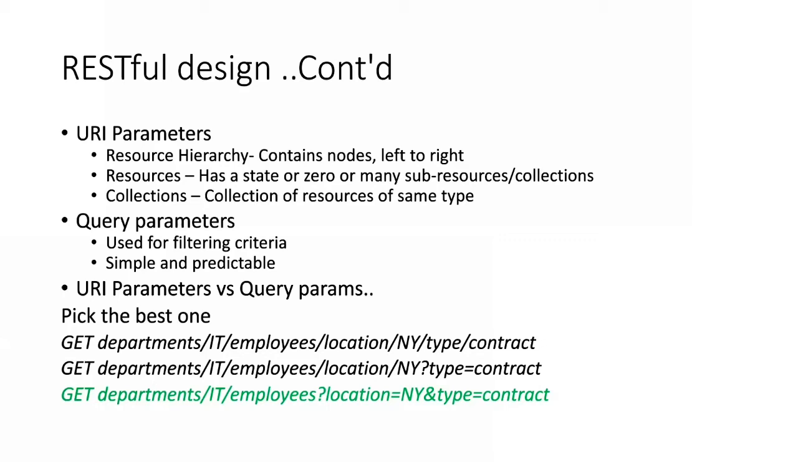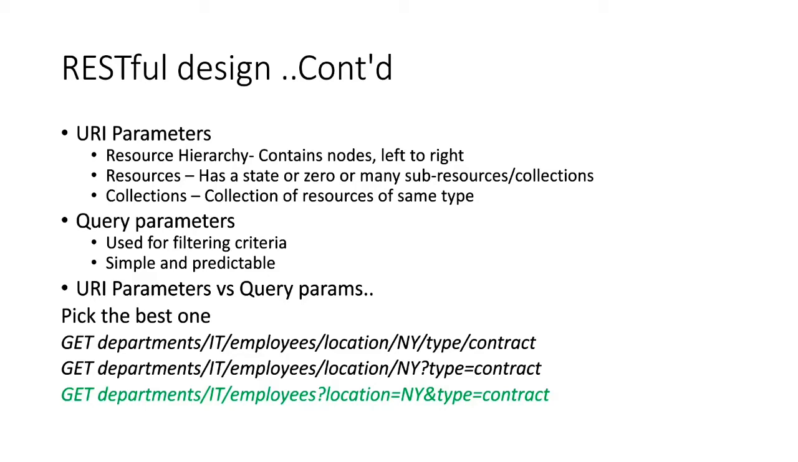So I've already gone through this, but I just wanted to give you a flavor of the challenges that you would face while designing these APIs. I have this example wherein I want to find out all the employees in IT who live in New York and are on a contract job with our firm.